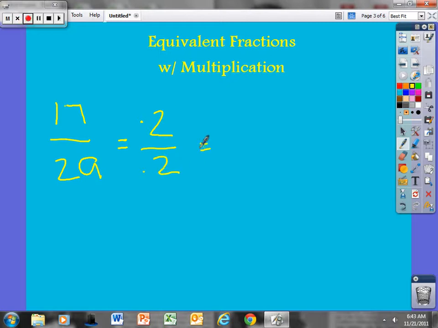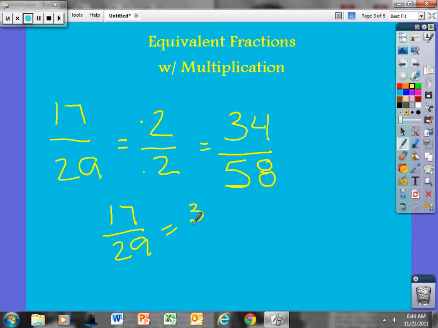I want to find an equivalent fraction now. 17 times 2 gives me 34. 29 times 2 gives me, let's see, 9 times 2 is 18, carry my 1. 2 times 2 is 4 plus 1 is 5. That's 58. So now I know that 17/29 is equivalent to 34/58.